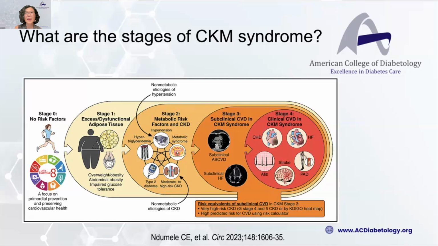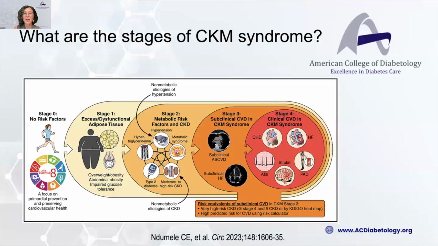For example, stage 1 involves people with excess or dysfunctional adipose tissue. So people with overweight or obesity, people with abdominal obesity, who may not have markedly elevated BMIs, and also people with impaired glucose tolerance. Stage 2 includes people with diabetes, and so this will constitute the majority of people that diabetologists will see. So people with metabolic risk factors and CKD, including type 2 diabetes, hypertriglyceridemia, hypertension, metabolic syndrome, and or moderate to high risk CKD. And one point I wanted to highlight here is that this also includes people with chronic kidney disease with non-metabolic etiologies for their kidney disease, as well as people with non-metabolic etiologies of their hypertension.